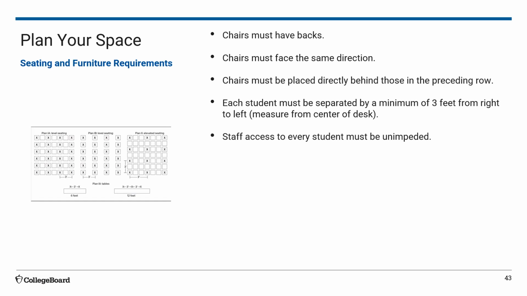The following list outlines seating and furniture requirements. Chairs must have backs, chairs must face in the same direction, and they must be placed directly behind those in the preceding row. Each student must be separated by a minimum of 3 feet from right to left, measured from the center of the desk. And staff access to every student must be unimpeded.